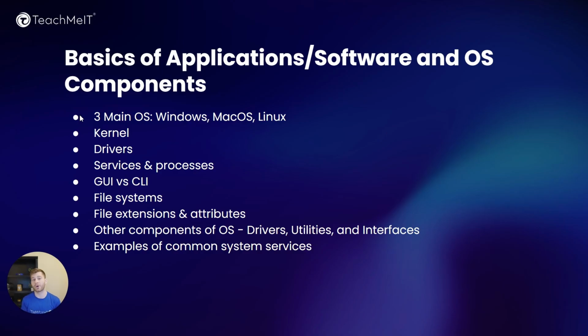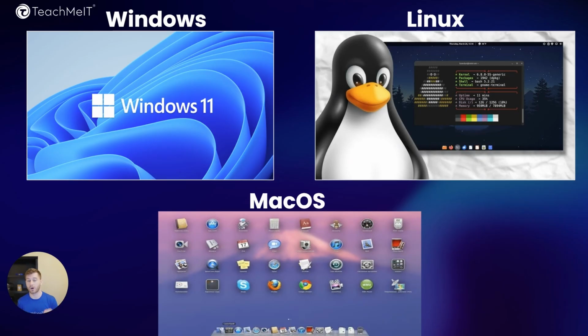So operating system components are what makes up the operating system. Very similar to how we have hardware in our desktop computers and our laptops, we have components within our operating system. Our operating system components are made up of a kernel, device drivers, services and processes, a GUI or a CLI, file systems, file extensions and attributes, as well as other components of an operating system like utilities and interfaces. We're also going to be exploring examples of common system services, but these here are our main aspects of our operating system components.